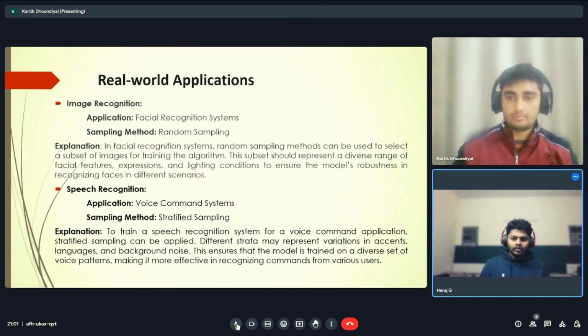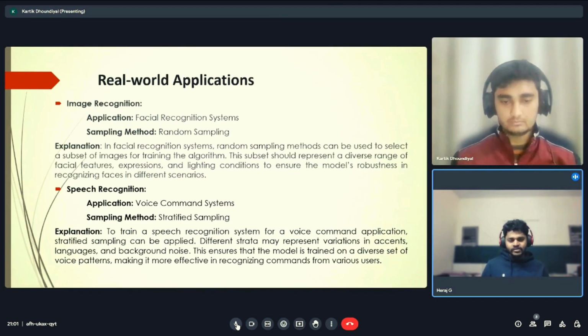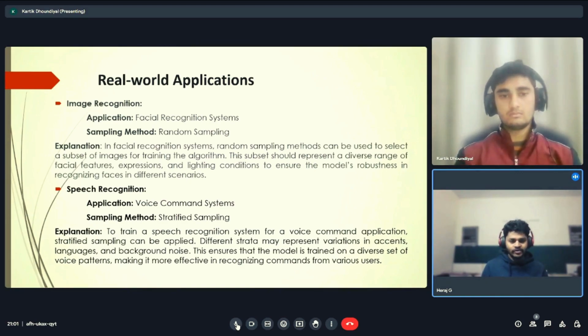Okay. So some of the real world applications of sampling are mainly image recognition. The application is facial recognition systems, and the sampling used is random sampling. In a facial recognition system, random sampling methods can be used to select a subset of images for training the algorithm. This subset should represent a diverse range of facial features, expressions, and lighting conditions to ensure the model's robustness in recognizing faces in different scenarios.